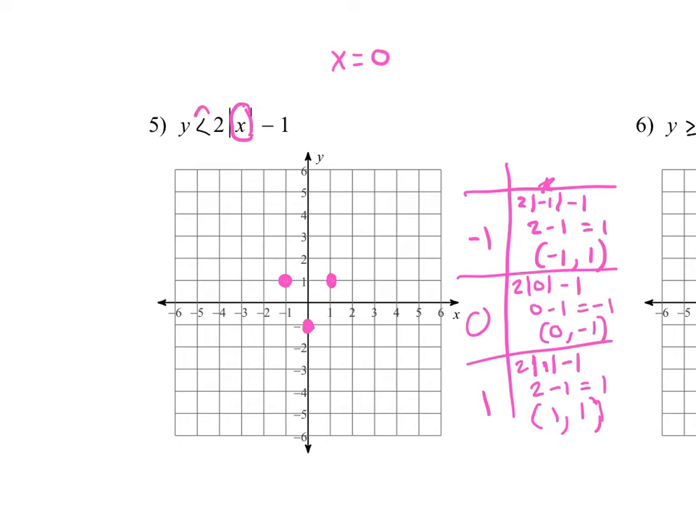We look at our sign here, and this tells us it is going to be a dotted line, or a dashed line, whatever you want to call it. So we have a dotted V.